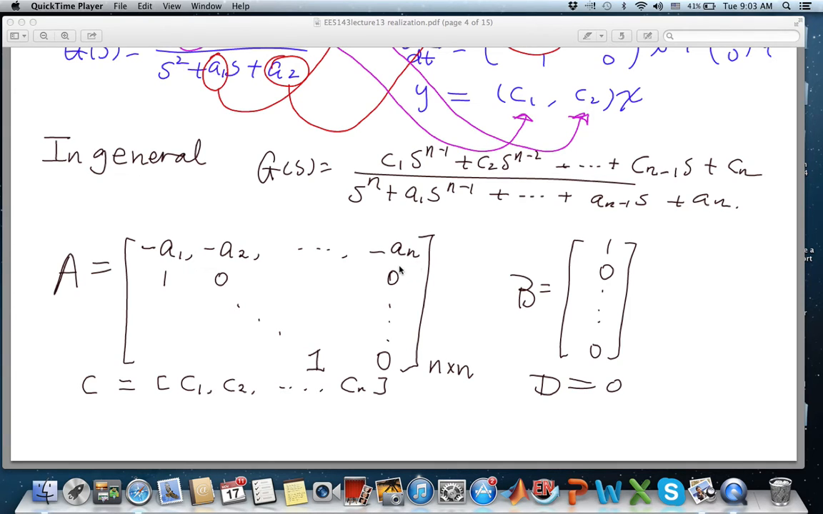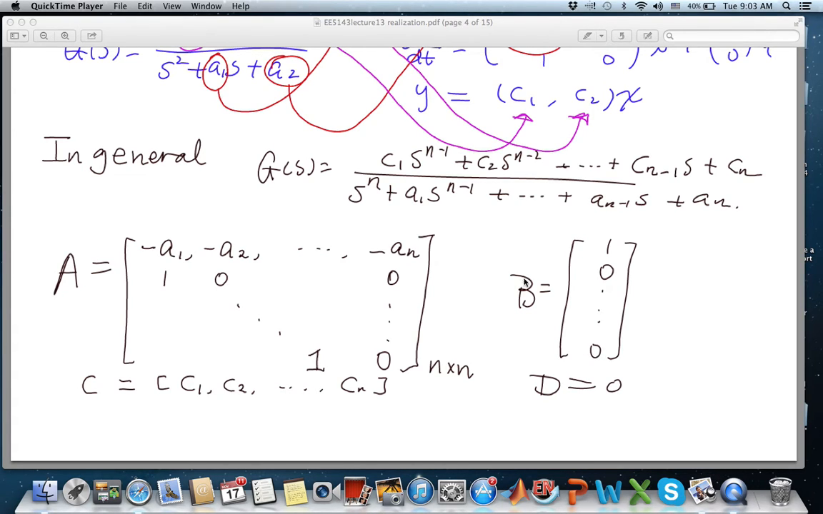Okay, so the general realization of this system can be written as A equals negative a1, negative a2, until you have negative an, which are all the parameters related to the power of s to the power of n minus 1 until you have s to the power of 0. And then the lower part of the A matrix is going to be the identity matrix, n minus 1 by n minus 1, at the lower left bottom. And then all the other elements will be 0. For the B matrix, it is 1 on the top, and then all the other elements will be 0.